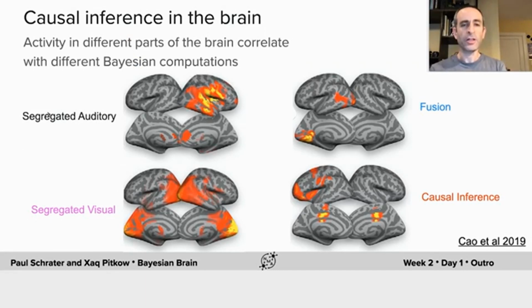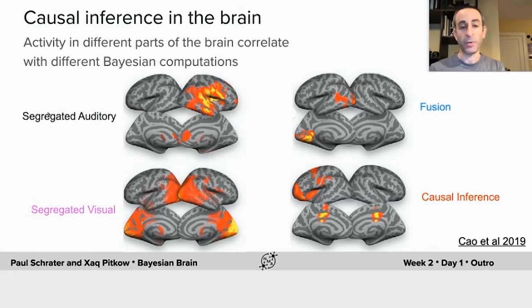A study by Cao et al. also looked at causal inference in the brain, which was another example that you studied in your lessons. And they found, using a similar kind of cue combination task as we talked about with the ventriloquism example, that activity in different parts of the brain seemed to be correlated with different aspects of the Bayesian computations that are needed to find whether there's one or two sources.